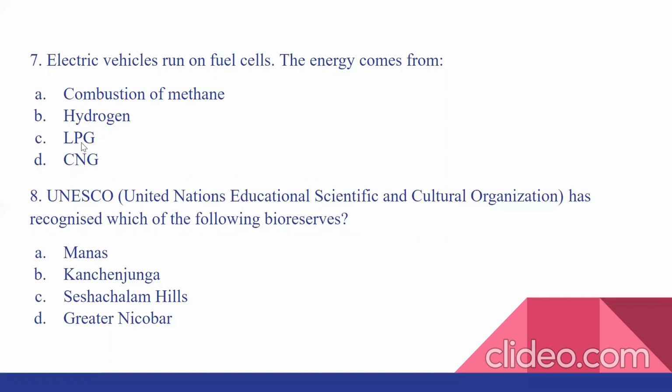Then LPG, that is liquefied petroleum gas, again combustion. So this is not the option. CNG, compressed natural gas, again combustion. This is not an option. So hydrogen is the answer. The answer is B. Hydrogen is used in the fuel cells of electric vehicles. And the end product is water, which is eco-friendly. That's why electric vehicles are eco-friendly.